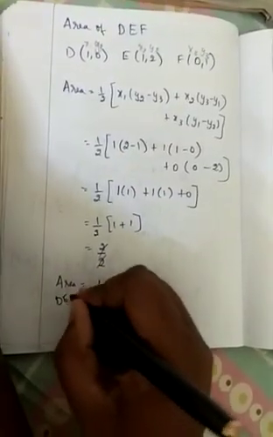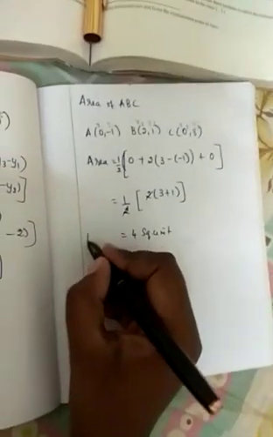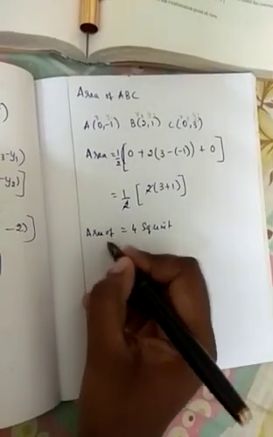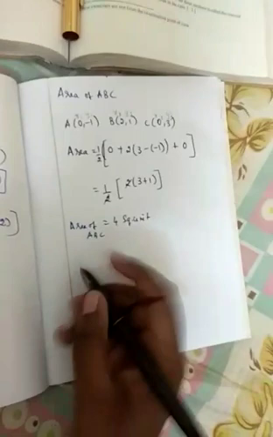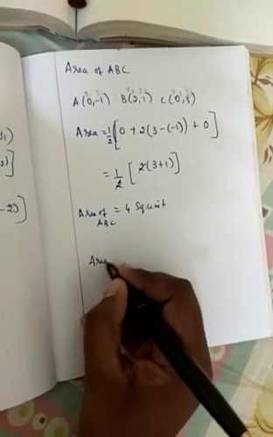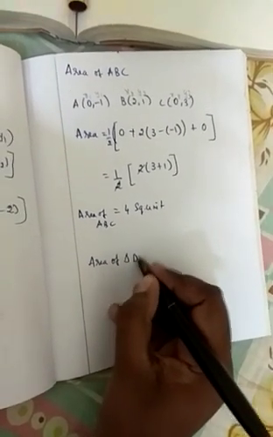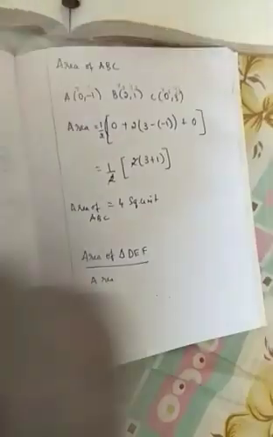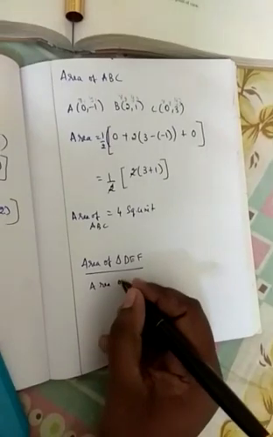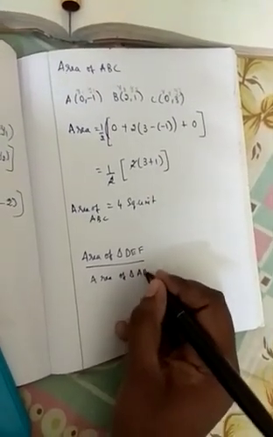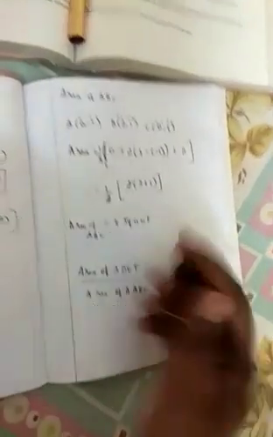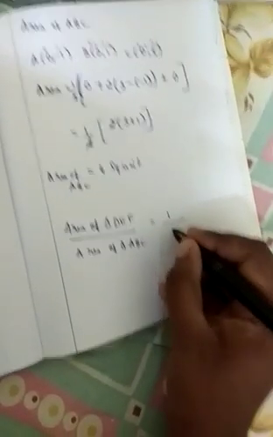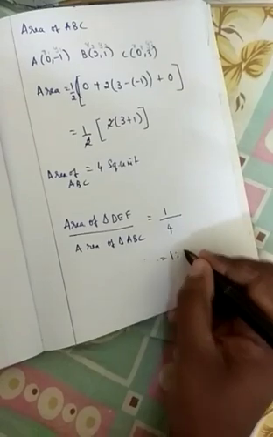The area of DEF is 1. So what they want us to find is the area of triangle DEF divided by the area of triangle ABC. The area of triangle DEF we just saw was 1. So 1 divided by 4, which is 1/4.